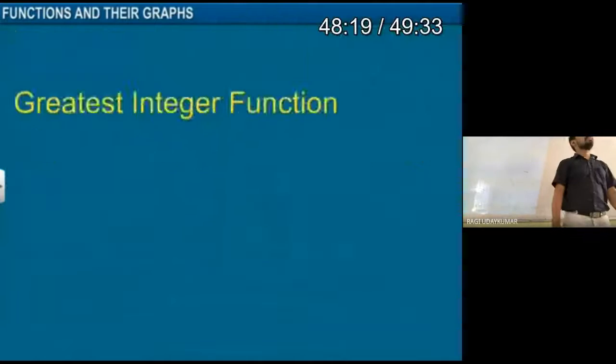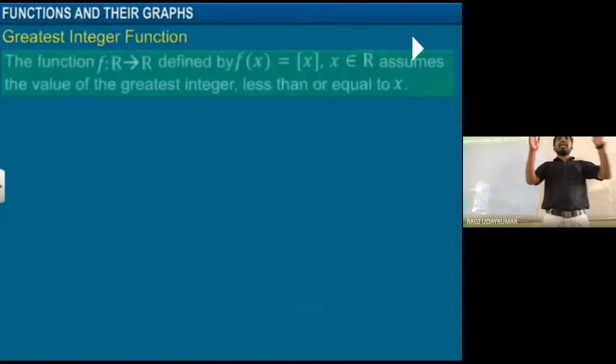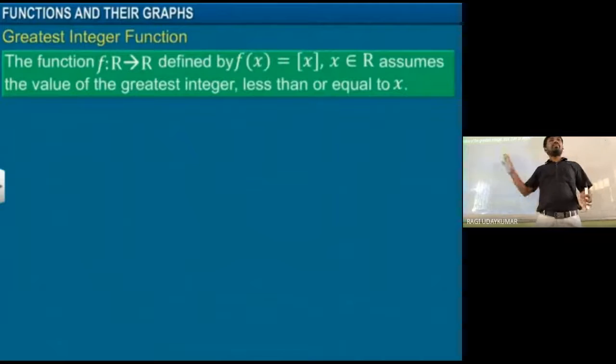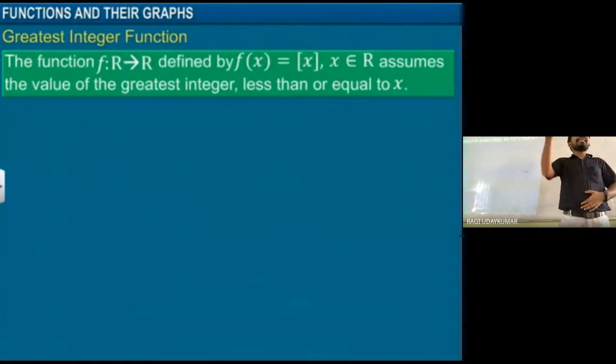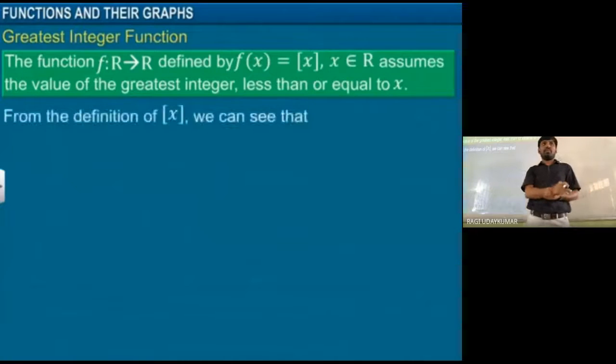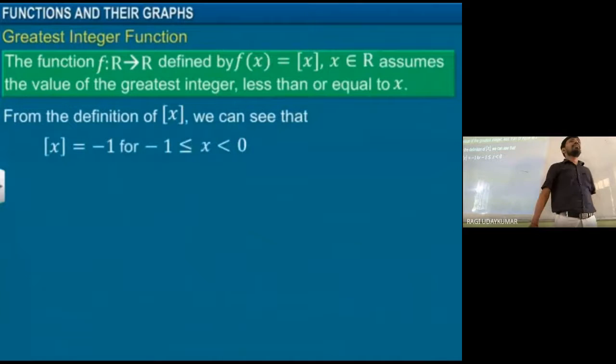Next is the very interesting greatest integer function. Very interesting. Greatest integer function is nothing but a number written inside brackets. First watch this fully, and after watching I will explain clearly on the board. The greatest integer function writes a number between brackets, and its value is the greatest integer less than or equal to x. So if you see like this you cannot understand.